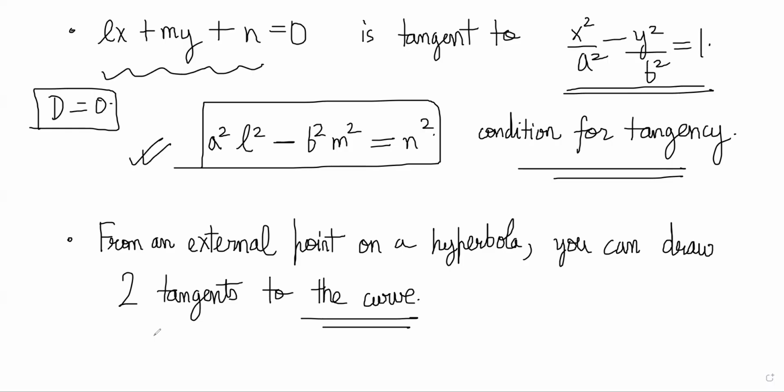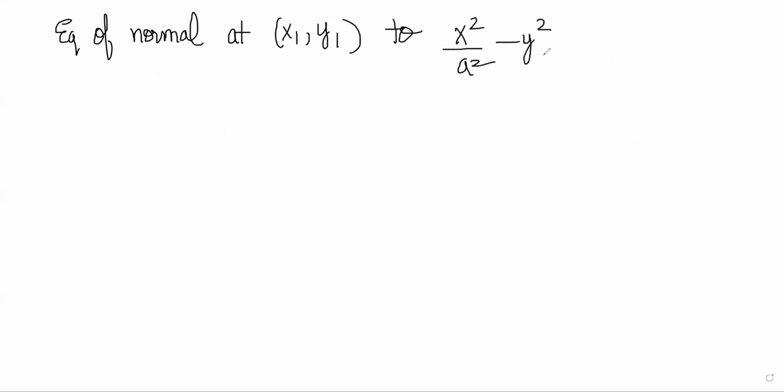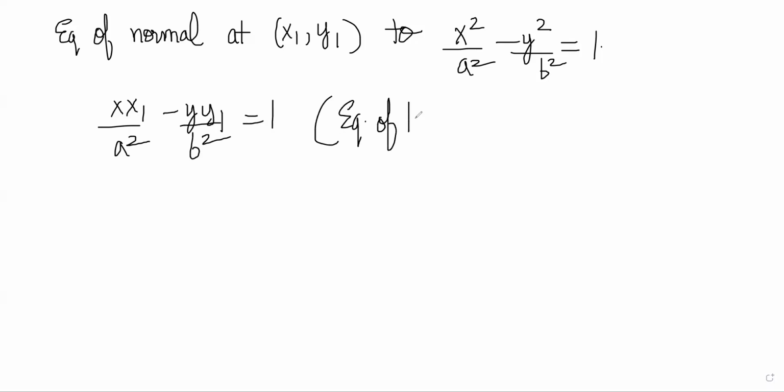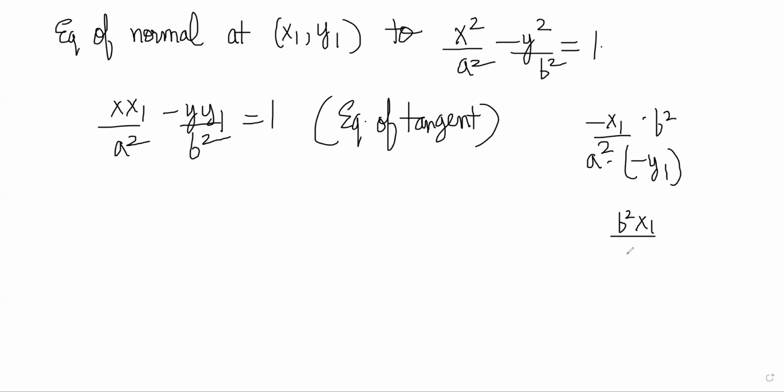Let's look at the equation of normal at a point. So equation of normal at x1, y1 to x square by a square minus y square by b square is equal to 1. So first of all, the tangent equation was this. This was equation of tangent. So from here we can get the slope of the tangent. Slope of the tangent is minus x1 by a square divided by minus y1 by b square. So it is b square x1 by a square y1. This is slope of tangent.